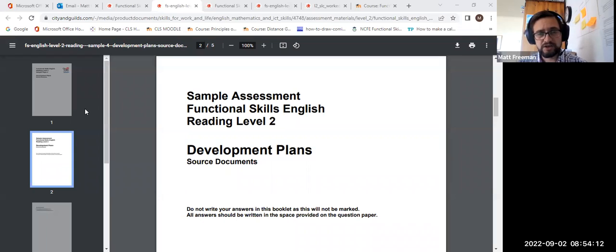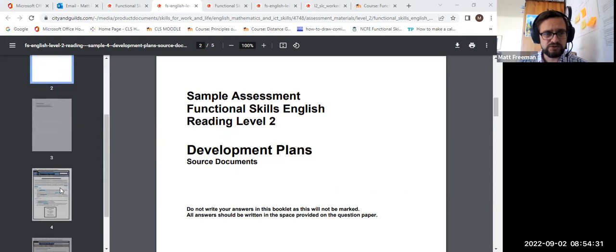Okay, so I'll start with the reading one. This is reading level 2. Level 1 and level 2 are very similar in the way they're assessed with the reading and the writing. The broad difference is that there are higher level skills tested at level 2. So yeah, that's about it really.